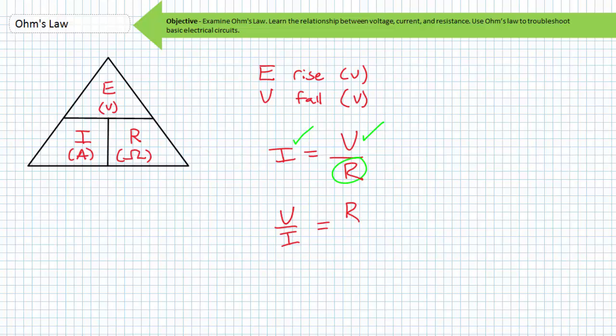Again, if you're looking for a Street Fighter shortcut to this, just whip out your pyramid and start swinging. To solve for resistance, cover it up. One would divide voltage by current because voltage is over current. This simple 3-variable pyramid relationship is very handy, and you'll find yourself using it over and over again for a number of different concepts. Remember this relationship. Think about this relationship. Let this relationship become a part of you.